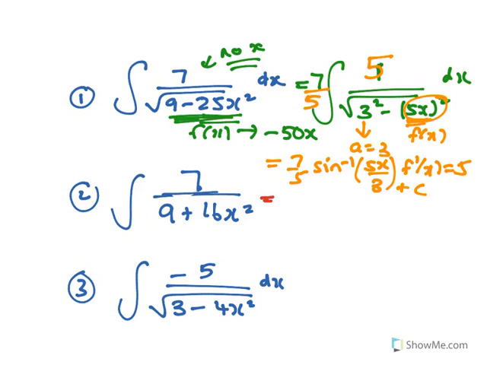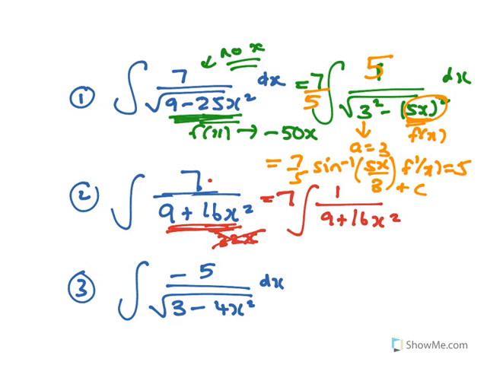Okay, let's look at this one. This one's a tan the minus 1, because once again, the derivative of 9 plus 16x squared is 32x. And you can't create an x on top because it's not there. So take the 7 out, and it's just a 1 on top. So 9 plus 16x squared. So let's set it up into the right form. So it's 7, 1 on 3 squared plus 4 of x squared.